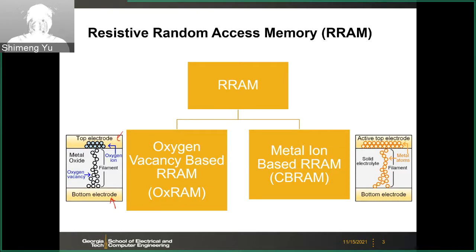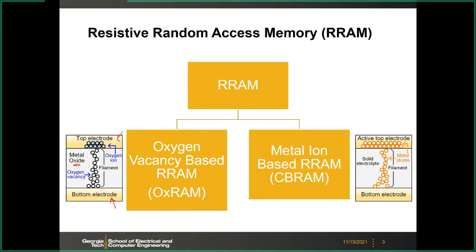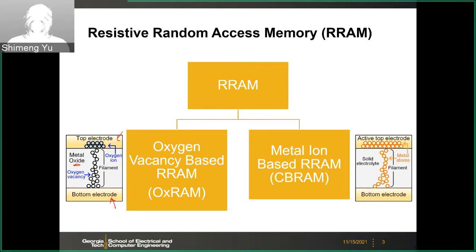Those are typically metallic electrodes. And in between, there will be oxide, metal oxide. The RRAM device relies on the formation of this filament made of the oxygen vacancies. So if you have the filament, then you store state 1, and if you don't have the filament, you store state 0.